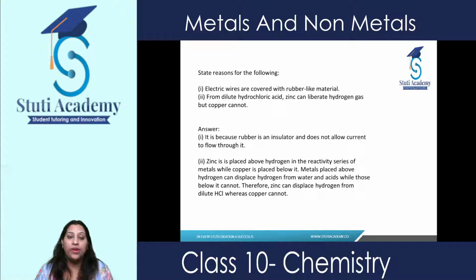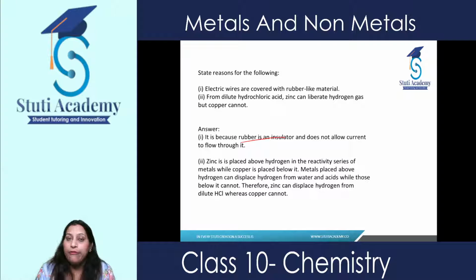Now another important question is, electric wires are covered with rubber-like material, because rubber is an insulator, which means it does not allow the current to pass through it, because it does not have any free electrons. That's why we use rubber or plastic over the wire to cover the wire so that we will not get current. That's why we use rubber.